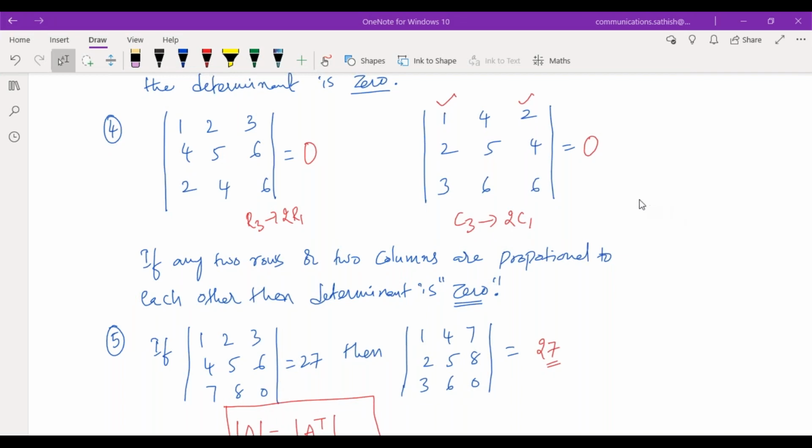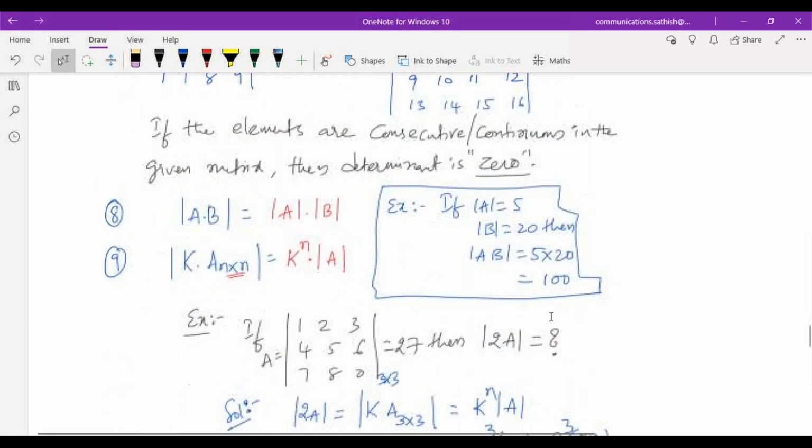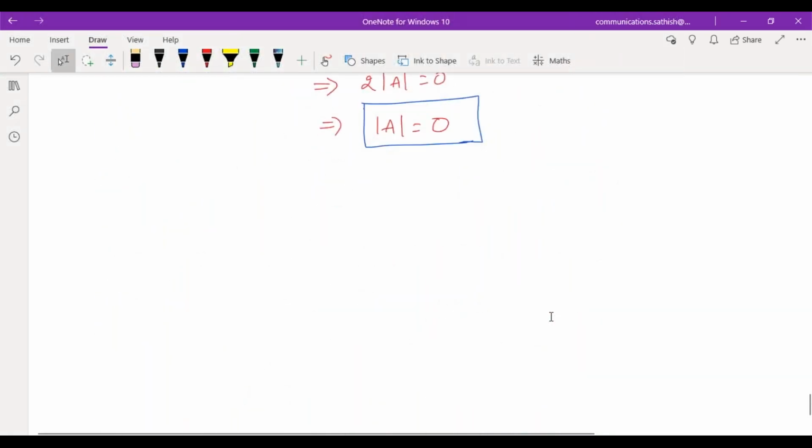So now let me start some problems based upon that. Now you are ready to solve the problems based upon that. Are you ready? Yes, sir. Take down the problems.